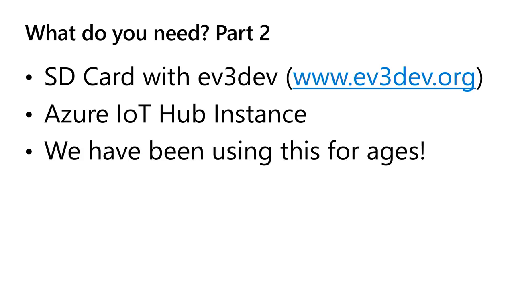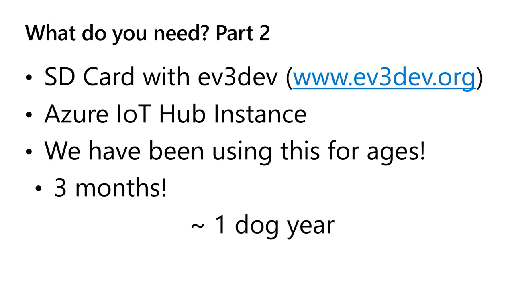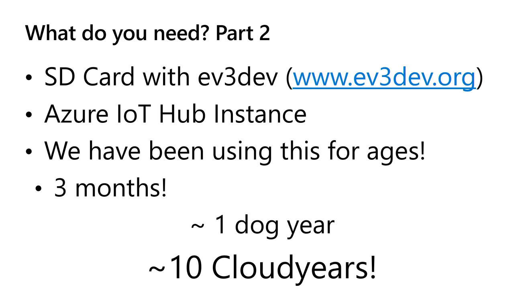So that's great. And I've been using this for ages, right? Just about 3 months. So I have one question for you. How many cloud years is that? Has anybody heard of cloud years? No? Because I made it up. Good. So 3 months is about 1 dog year, right? That is actually about 10 cloud years. So in 3 months, it's been a while, 10 cloud years. You can have a little sip of water while you think about it.